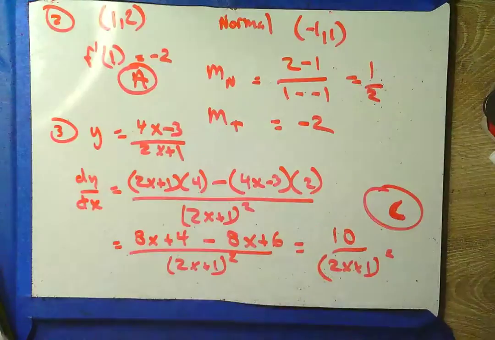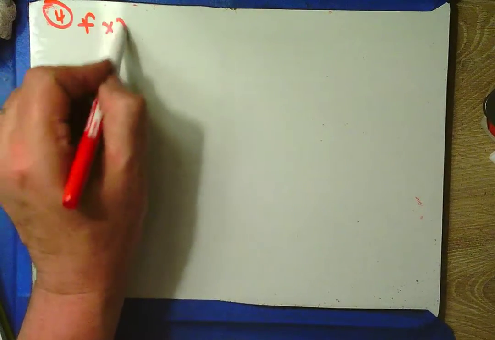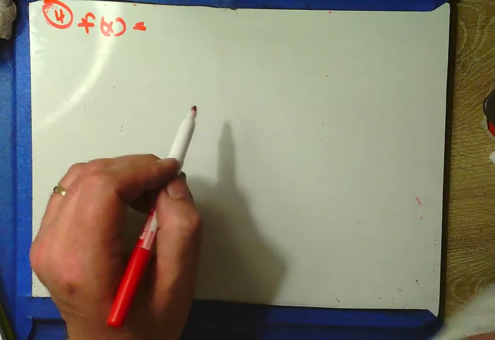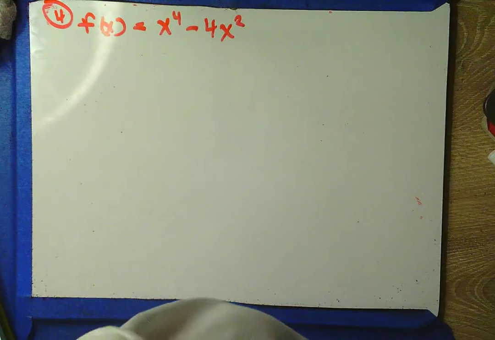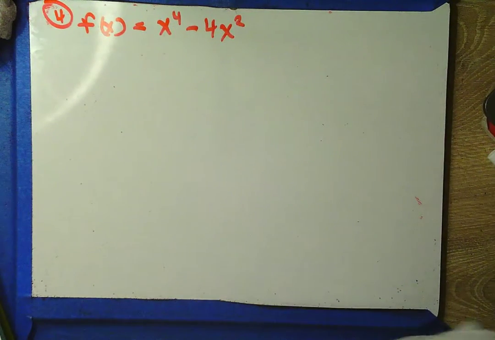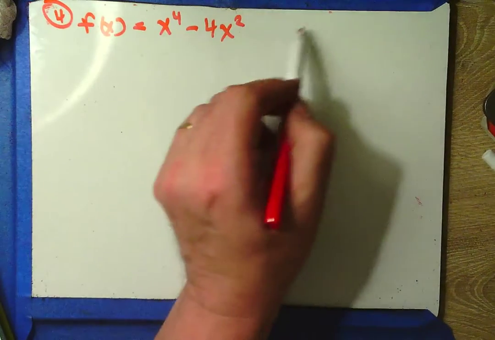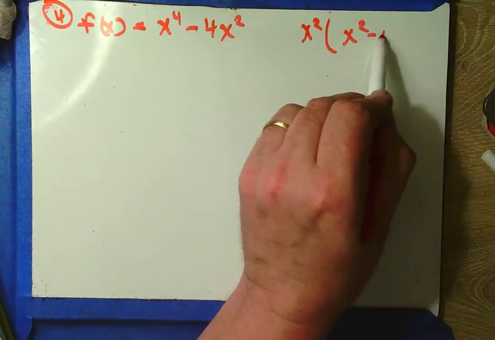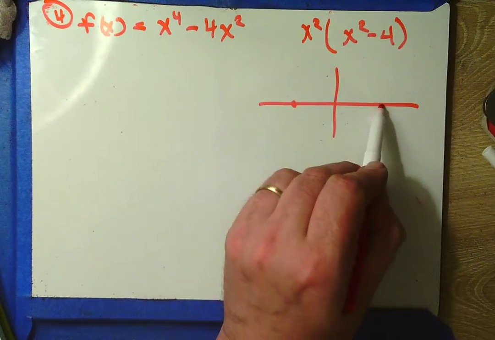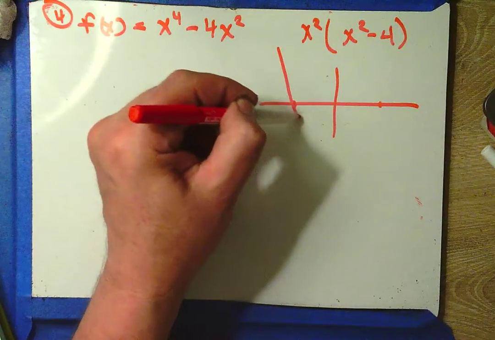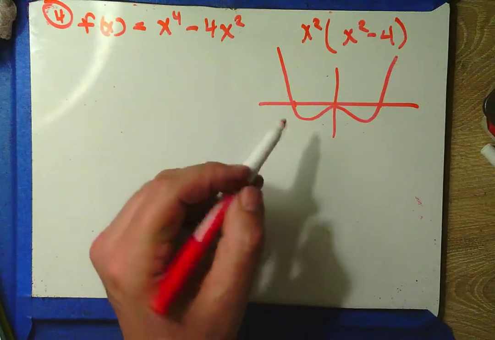Our last question, number 4, comes with a couple of parts. This is a great test question for us. f of x equals x to the 4th minus 4x squared. Find all the points where f has a horizontal tangent. Well, a horizontal tangent, I'm sorry, I'm just sort of lost in graphing a quick graph of f of x so that I can show you a horizontal tangent.